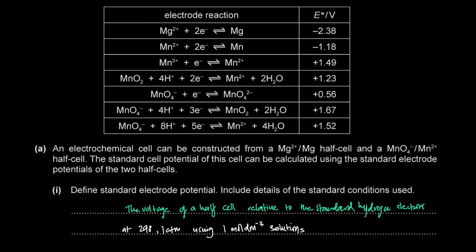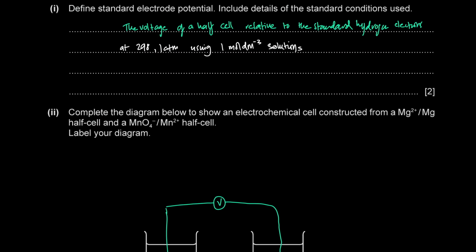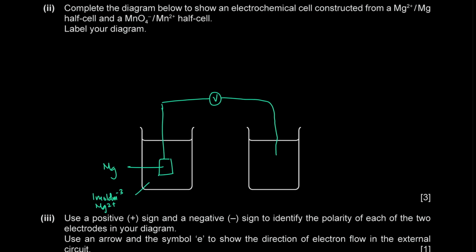We have 3 different ions in this equilibrium: manganate 7 ions, H+ ions, and Mn2+ ions. We're going to use 1 mole per dm cube solutions of each of these ions. So over here we're going to have a platinum electrode, and 1 mole per dm cube of manganate 7, 1 mole per dm cube of Mn2+, and 1 mole per dm cube of H+.